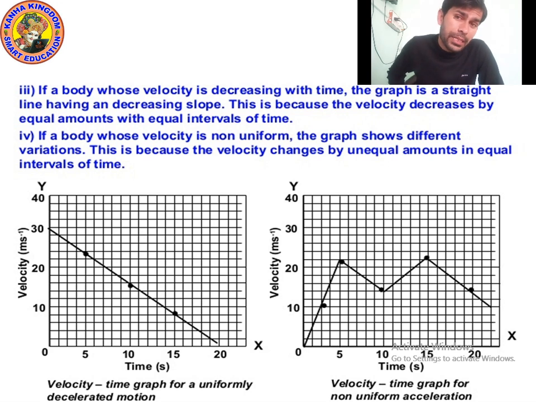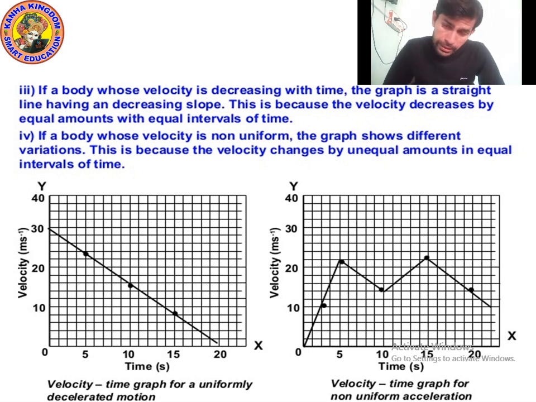The car comes to rest. So this is the uniform decelerated graph. It means velocity is continuously decreasing and at last it comes to zero. So in the graph, as you can see, the slope is downward, just like going downstairs. I hope you understood this graph. This is a very easy graph.